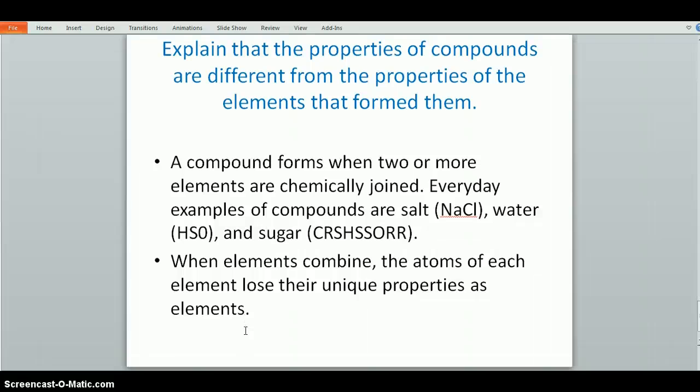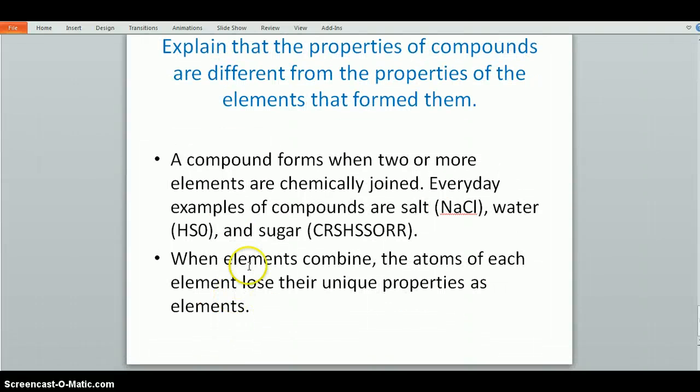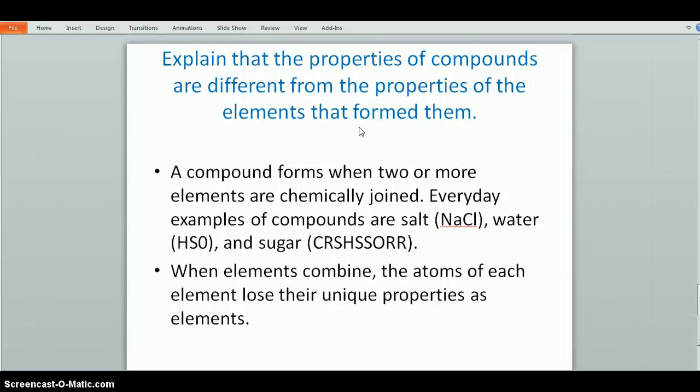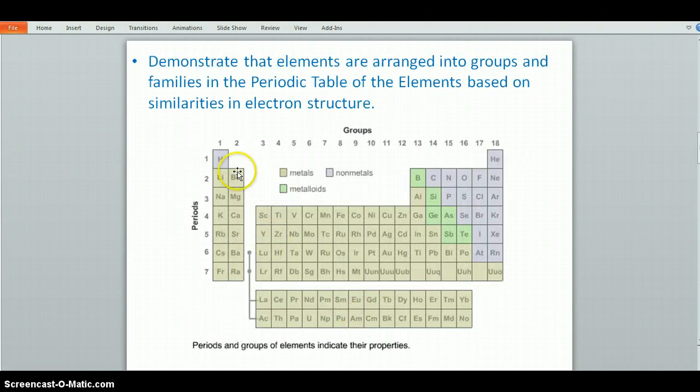Okay, last but not least, we are going to need to be able to explain the properties of compounds and that they are different from the elements that form them. So this is tricky. If we look at this compound here, we have oxygen, which has unique properties, and hydrogen, which has unique properties. Hydrogen is up here, it's a nonmetal. Oxygen is also a nonmetal over here, but it's going to have some different properties because it's larger. Oxygen's larger than hydrogen.